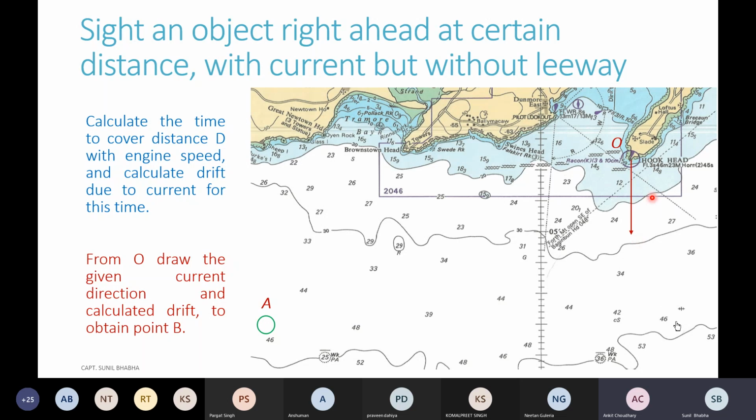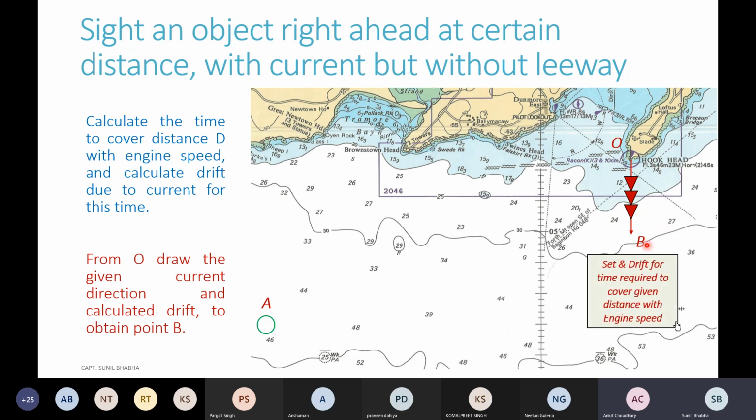I have plotted the direction of the current vector. The length is equal to the drift in the same time which we require to cover the distance. The current is marked with 3 arrows. So let's make this marking. You can see the current vector. The point where the current vector ends, let's name that point as Bravo. So you see on the plot, Oscar Bravo is the current vector. The duration of the vector is the time required for us to cover the given distance.